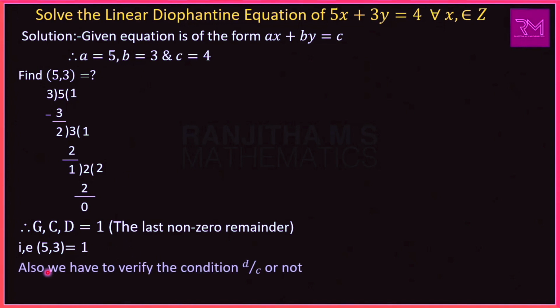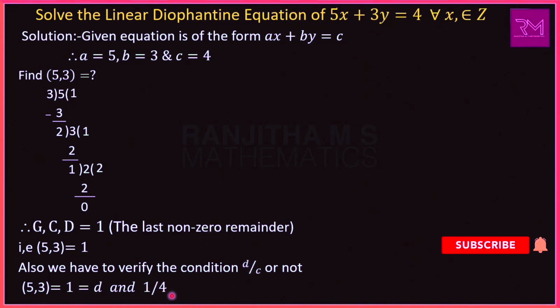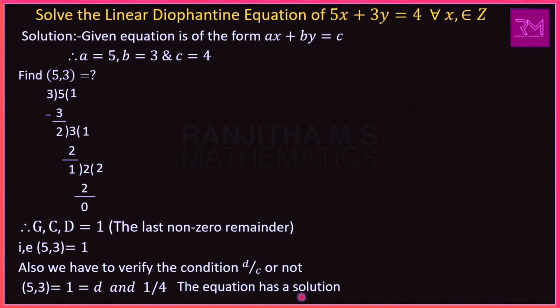Next we have to verify whether d divides c or not. Here the GCD of 5 and 3 is 1. So this is the value of d, and we have to verify that d divides c, where c is 4. So d divides c means 1 divides 4. We know that 4 is equal to 1 into 4. So we can conclude that 1 divides 4. So this condition is verified. Therefore the equation has a solution.